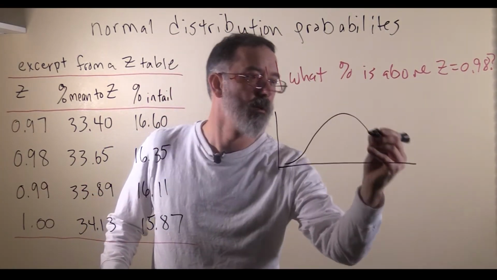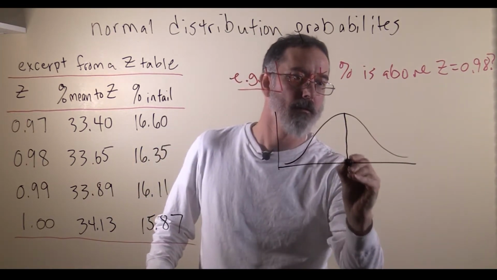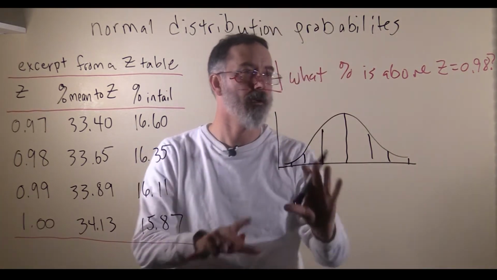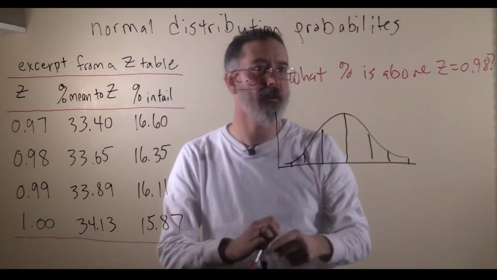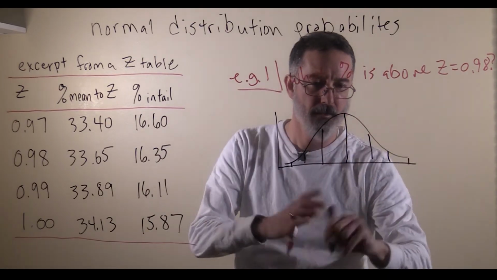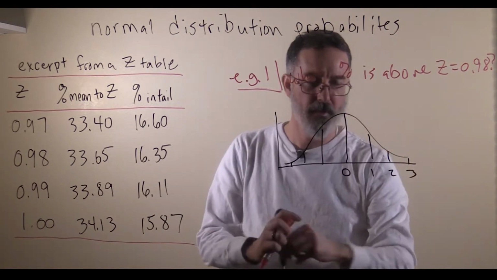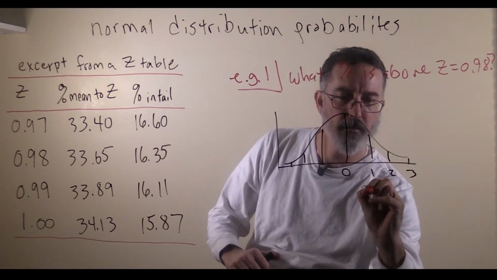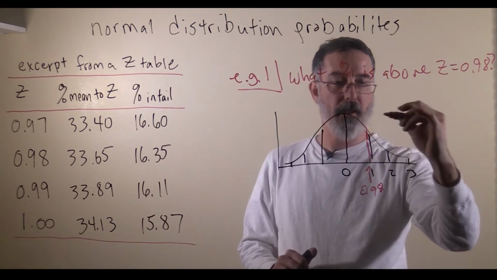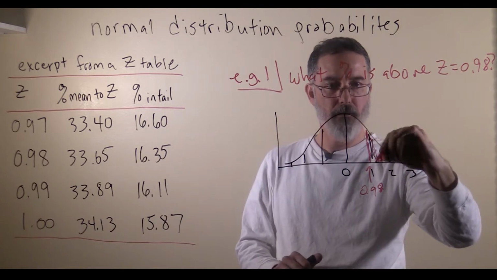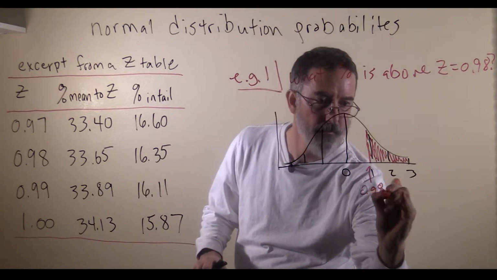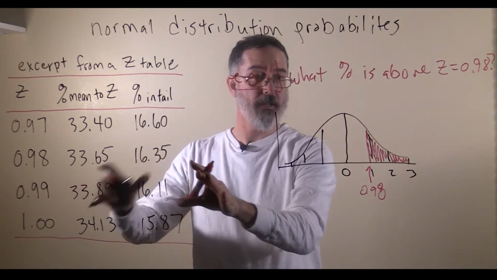draw a normal distribution. And then color in what you're trying to figure out. So we want to figure out the percent above z equals 0.98. So we know, so 0, 1, 2, 3. So we're looking for a little bit below here, 0.98. It's going to be right around there. So we want that plus everything above it. And we want to solve this problem with the information that's available on the table.